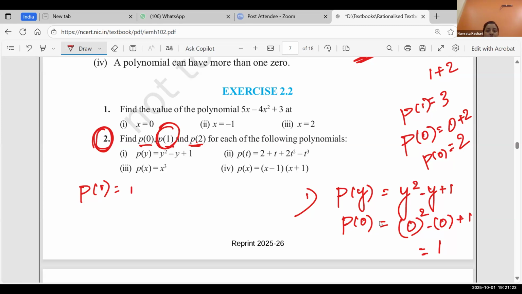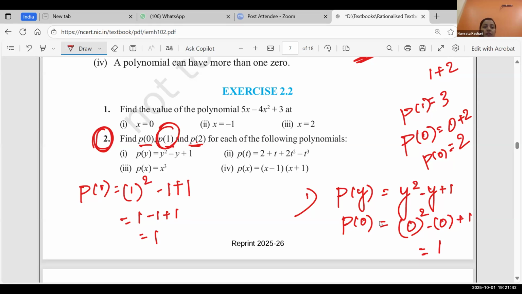So when I put y as 1, we are going to get 1 minus 1 plus 1. That is just 1. Clear? Yes, ma'am. And similarly, we can calculate P of 2. For each polynomial, these 3 parts we have to calculate.